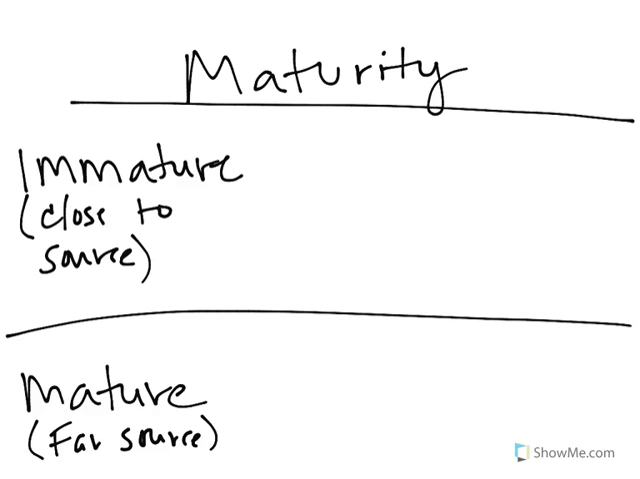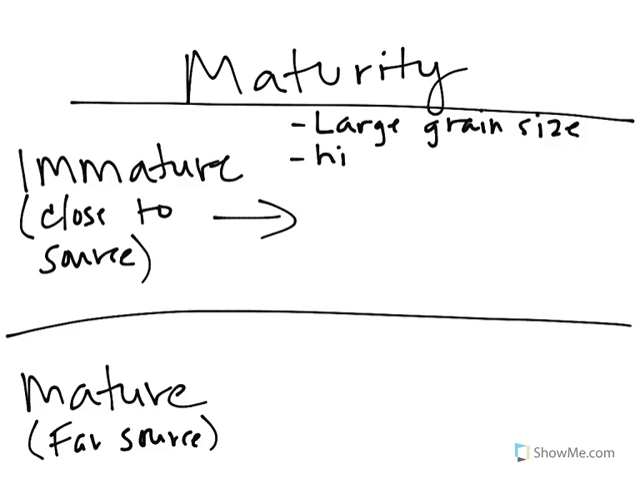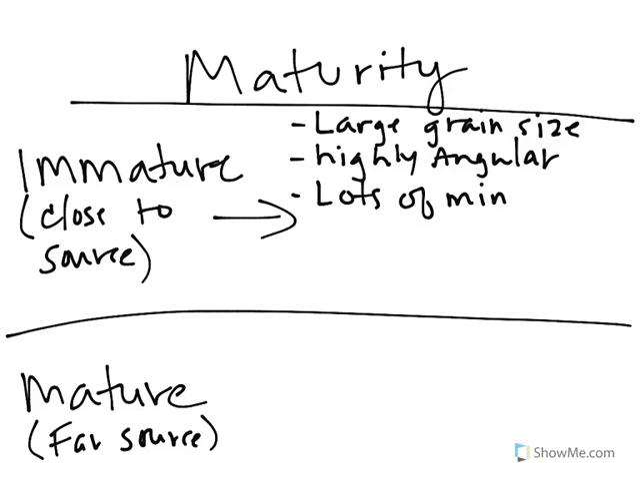So what did we say a second ago with all this? What can I expect to find? If I am close to the source, I should expect to see large grain size. It should also be highly angular. I should also expect to see lots of different minerals, so high composition. Lots of different stuff. And it's going to be poorly sorted.